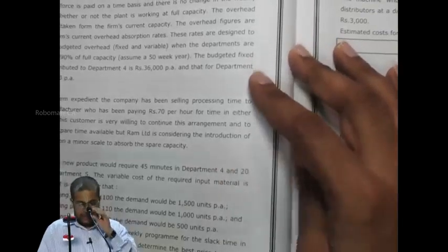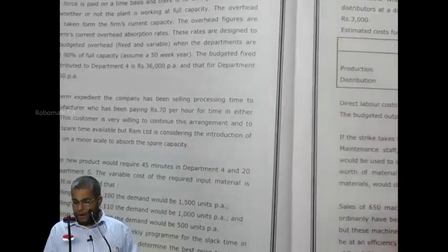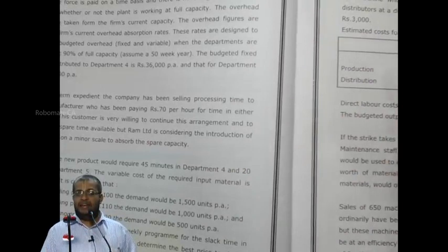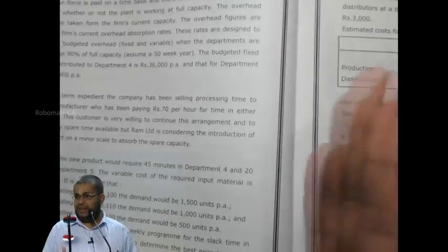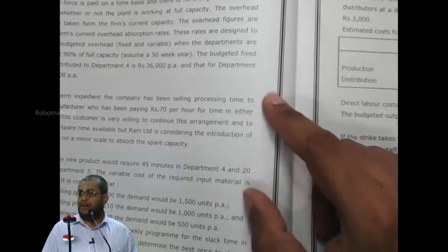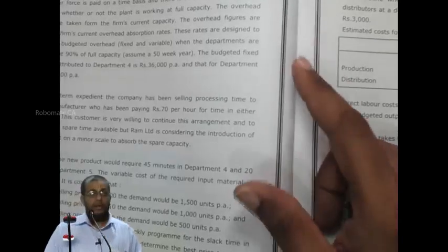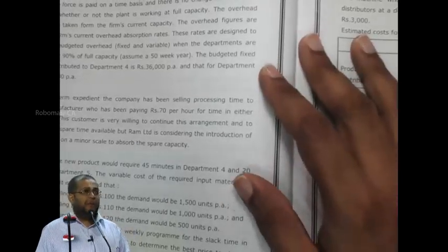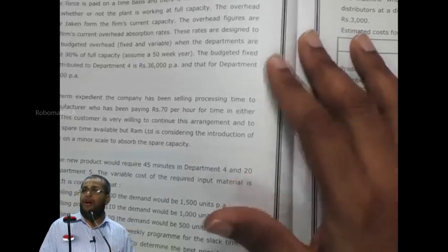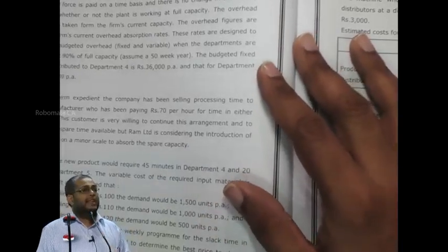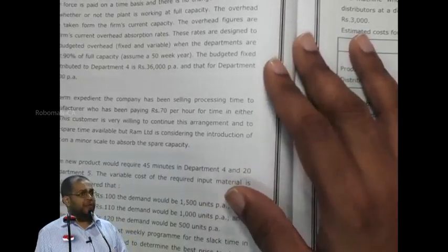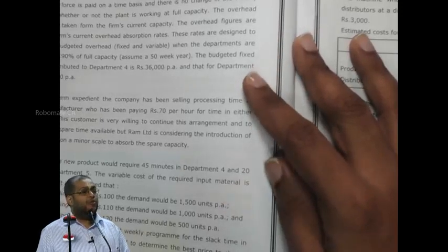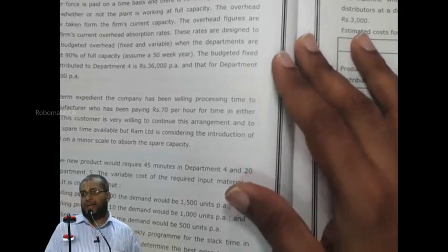Part B of the question we'll answer in the next stage. Let us first discuss part A of this question. The first part is decision making. What is the decision the management should make? Whether to allow the strike or not to allow the strike.